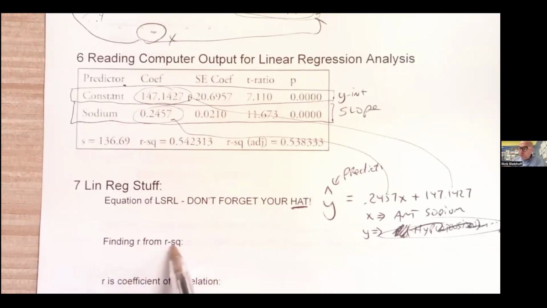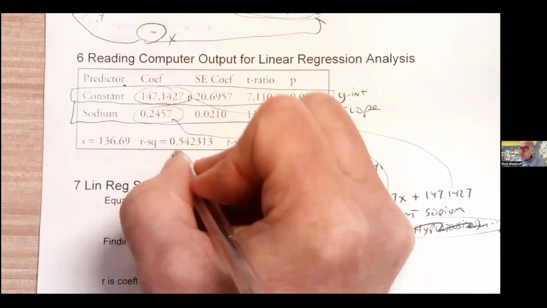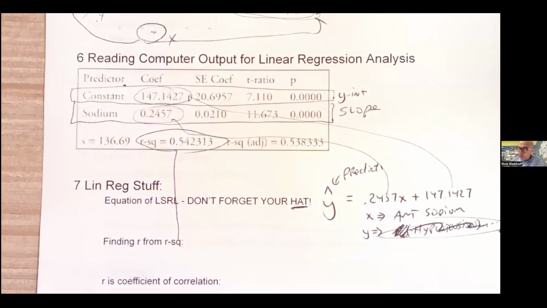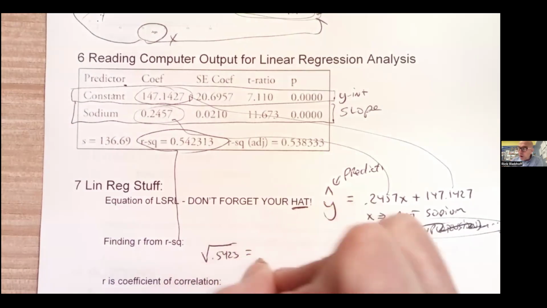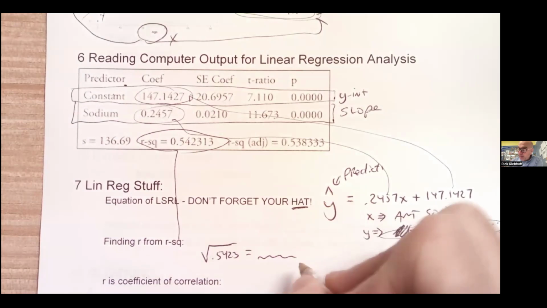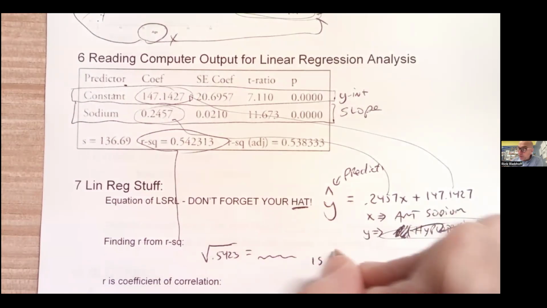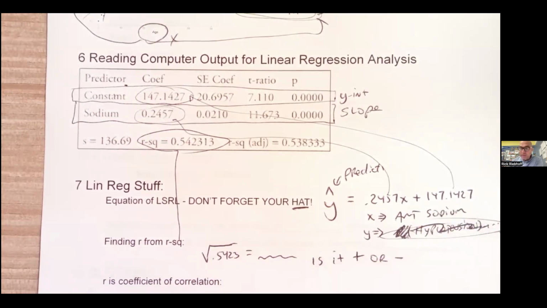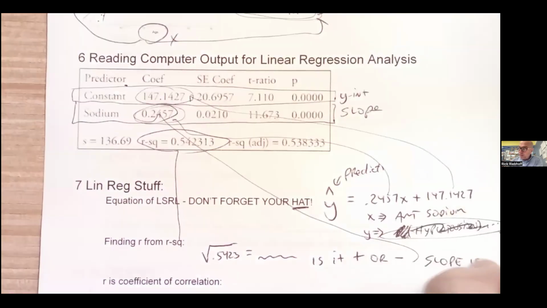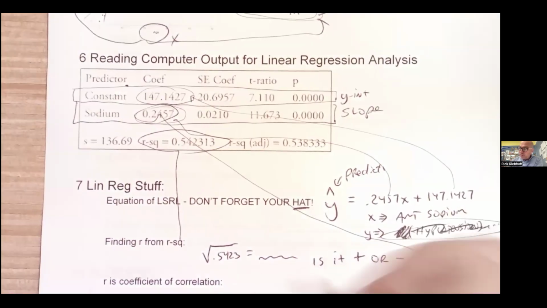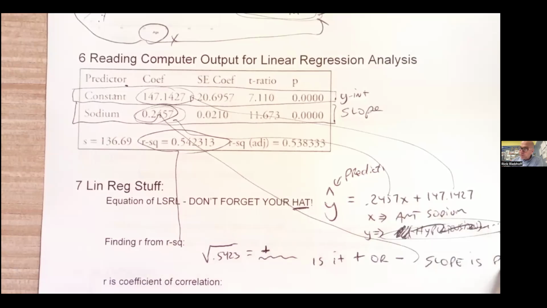Cool. Finding R from R squared. So I look up here and I see R squared. So step number one, square root it, 0.5423 equals blah. Now, is it plus or minus? Is it positive or negative? I could look at the graph or I could check the slope. Slope is positive, so it is going to be positive.